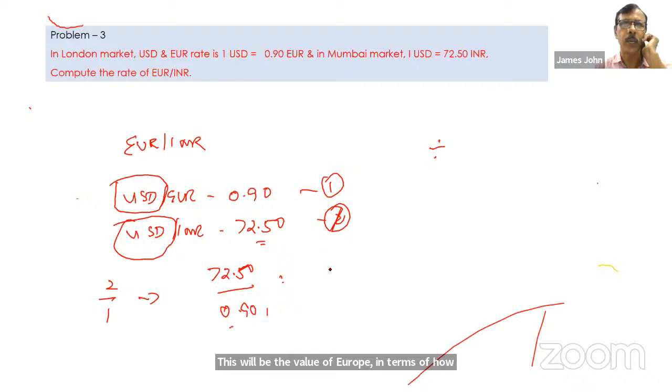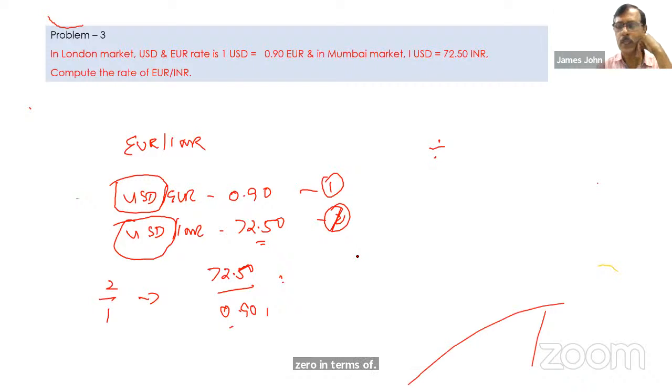Understand? You can solve it. That will be the rate of euro in terms of INR. Next is, why are we dividing 2 by 1? Because that is the rule. If you multiply, you will not get it.